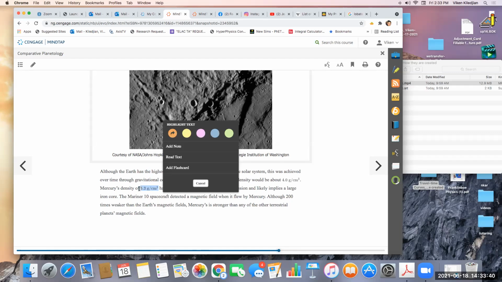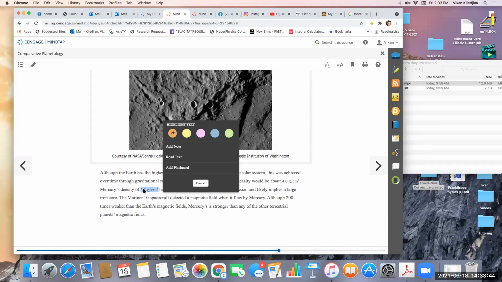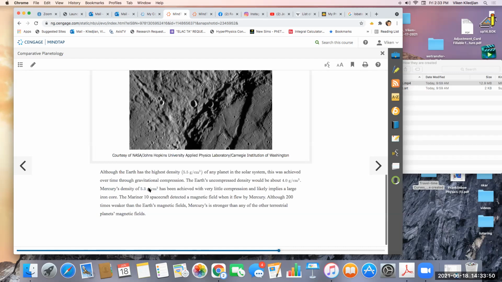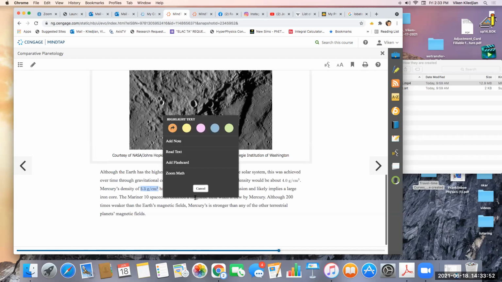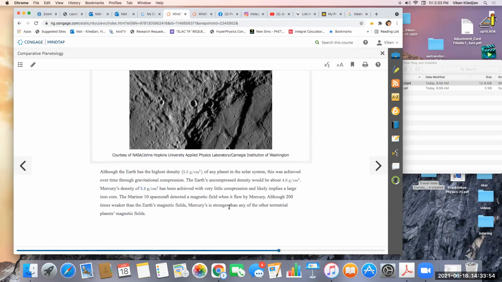That means you wouldn't want a planet like that impacting you. It's pretty much made of a lot of solid iron in there, Mercury. That's why it has that density. So if we were to compare the uncompressed density of Mercury to the Earth, Mercury would be higher.